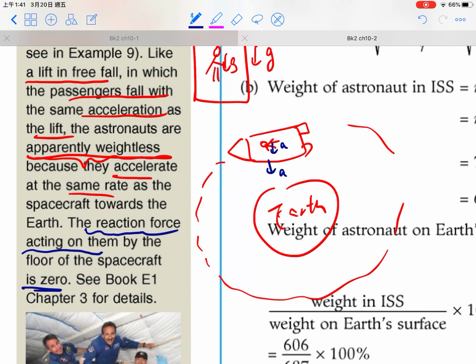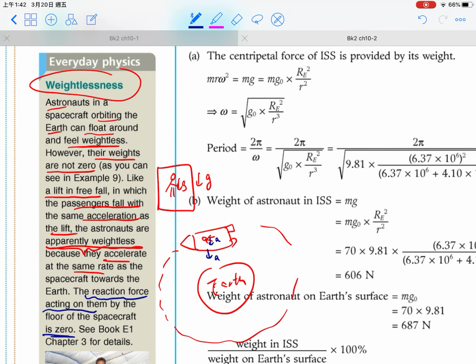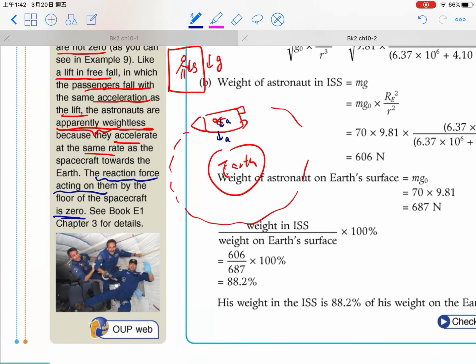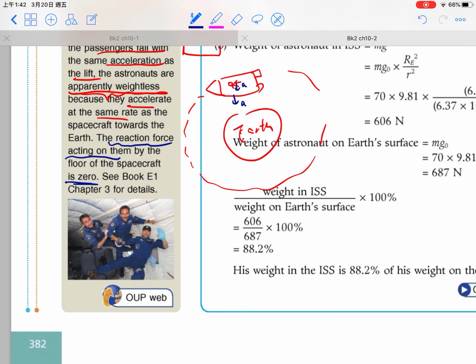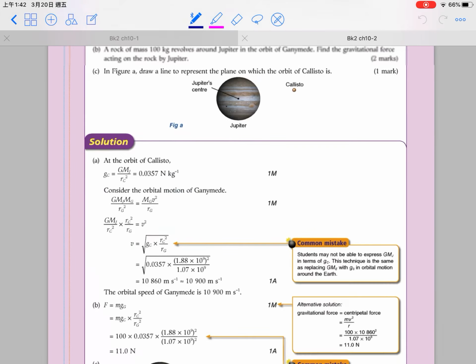by the floor of the spacecraft. So zero reaction force, so we have weightlessness. Because they have the same acceleration, there is no relative motion between the astronaut and spacecraft, so the astronaut would feel weightlessness. So you can see from the video.